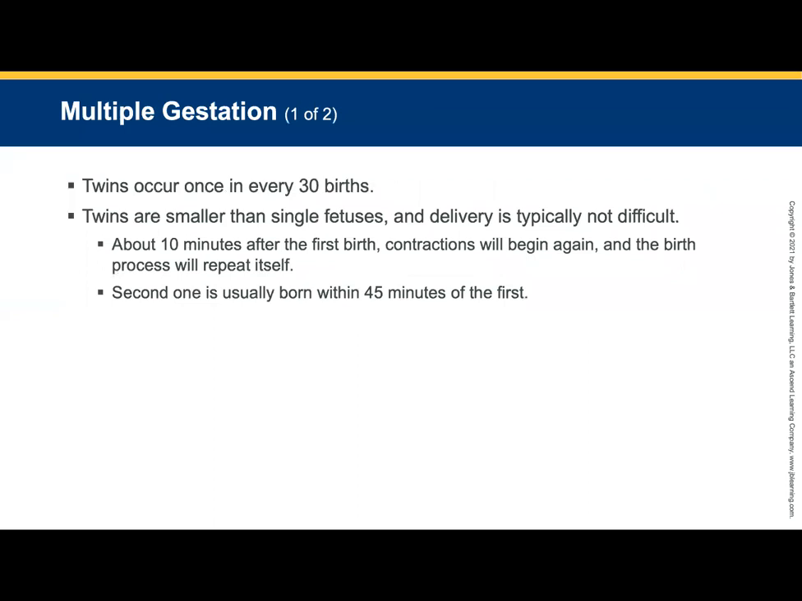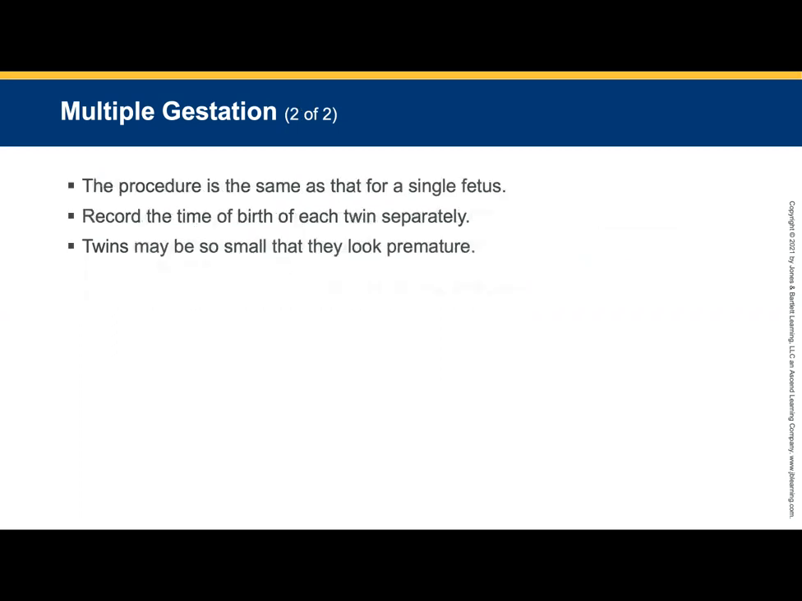Multiple gestations. Twins can occur about once in every 30 births. Twins are usually smaller than single fetuses, and delivery is typically not difficult because they're so small. You can go up to 10 minutes, and the max we've seen and talk about here is about 45 minutes. Most of the time, they're about 10 minutes apart. You have some that are instantly like boom, boom. The process for delivering twins is the same.